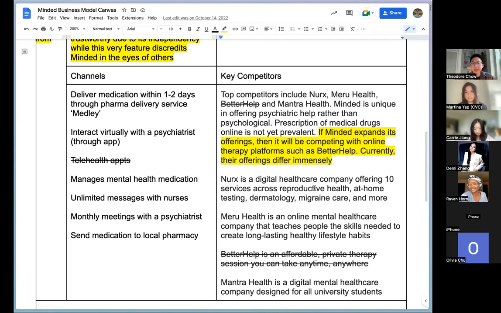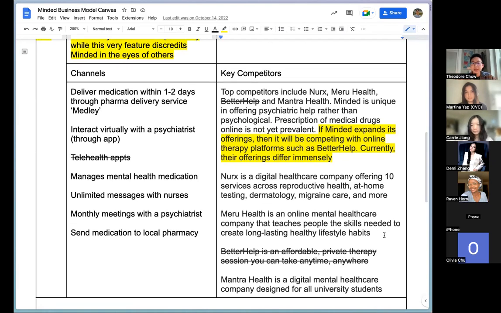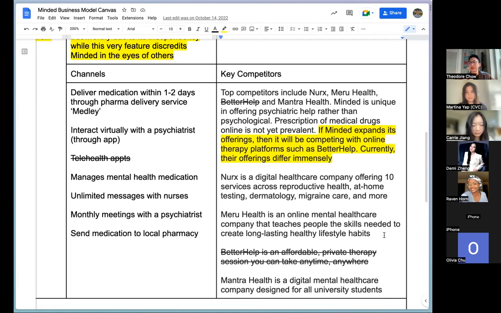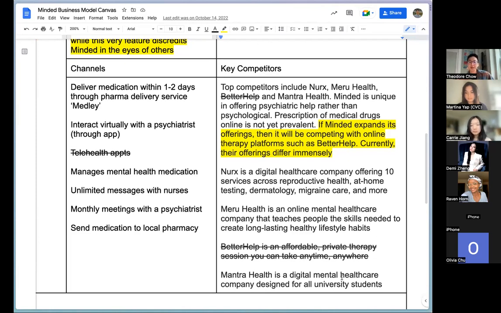So you can see I wrote a little blurb about what the other companies were here, but obviously if you were to go about this, you should do it in a little bit more detail. Nurx is a digital healthcare company offering services like reproductive health, at-home testing, dermatology, migraine care, etc. Muro Health is an online mental health care company that teaches people the skills needed to create long-lasting healthy lifestyle habits. And Mentor Health is a digital mental health care company designed for all university students.